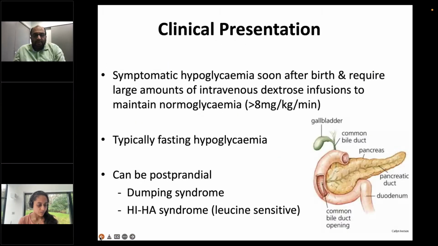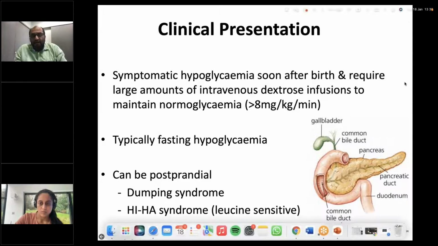So when we talk about clinical presentation, generally in babies, you may see symptomatic hypoglycemia, but they can be asymptomatic. So just to keep that in mind, and they usually require large amounts of intravenous glucose. Normally we would say that it's 4 to 6 milligrams per kilogram per minute of glucose infusion. But if they do require more than 8 milligrams per kilogram per minute of glucose, then it's likely that they have hyperinsulinism. And they also typically have fasting hypoglycemia.